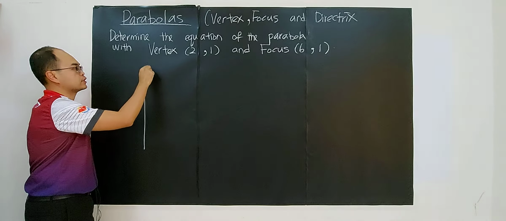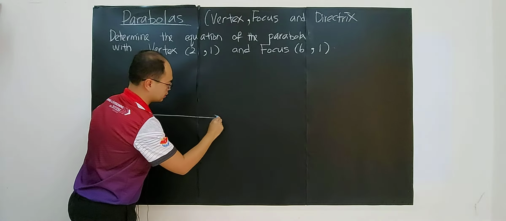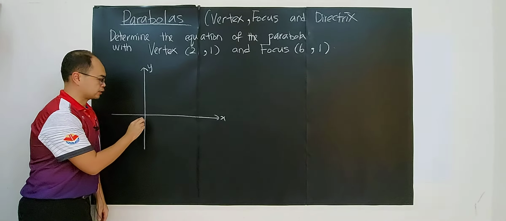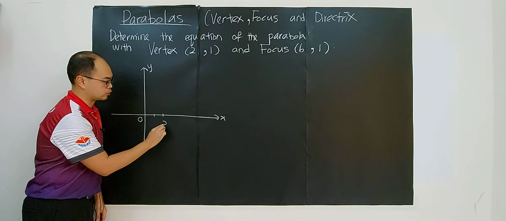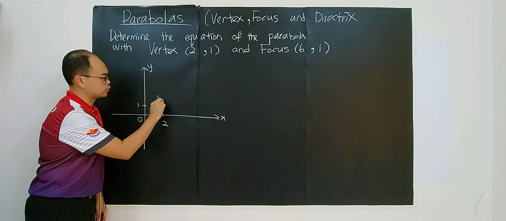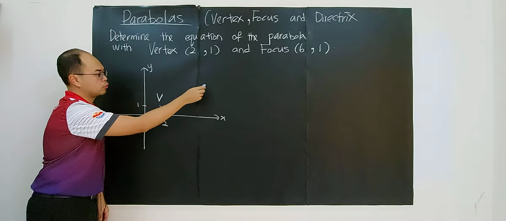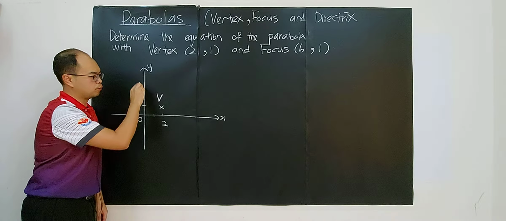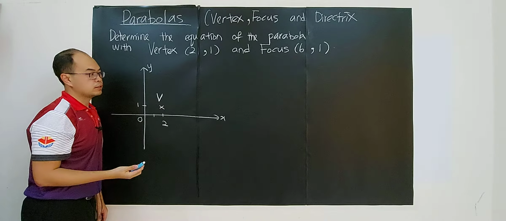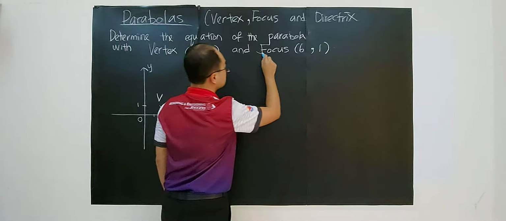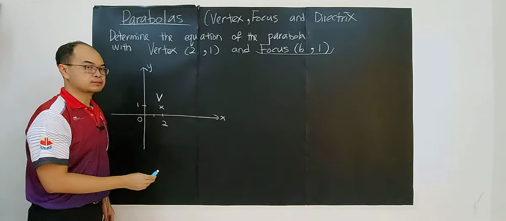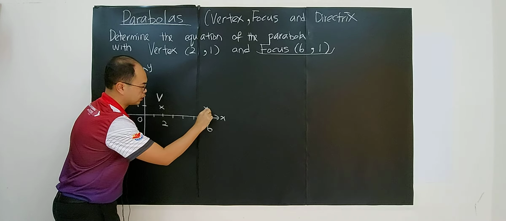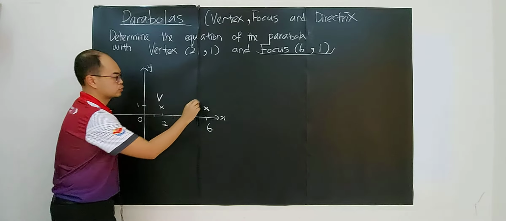Okay, the best way for me is to sketch, or just roughly sketch. This is the parabola. So we know the vertex, right? You have the knowledge already from the previous video. You know that it is (2, 1), so this will be your vertex. But you don't know whether it opens to the right, left, upwards, or downwards. Luckily they have given you the focus. The focus is (6, 1). Where is (6, 1)? 3, 4, 5, 6, so (6, 1). This is the focus.